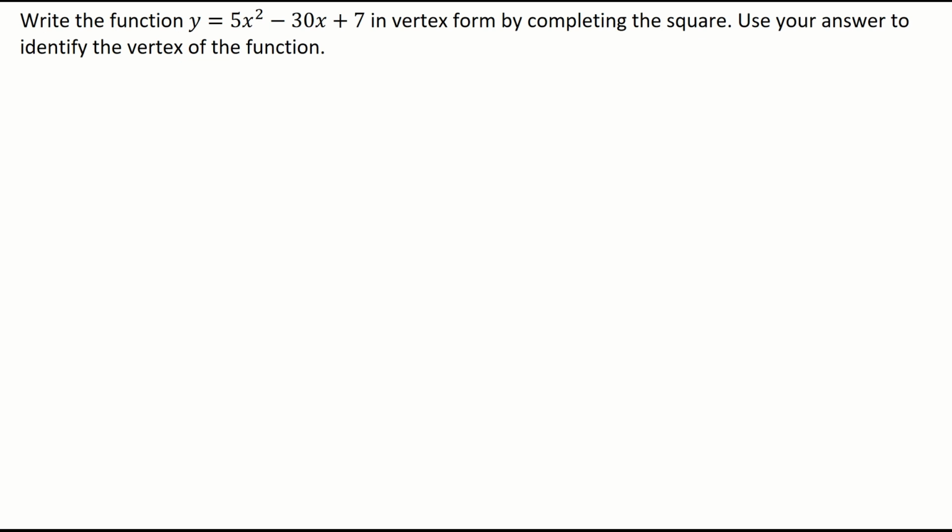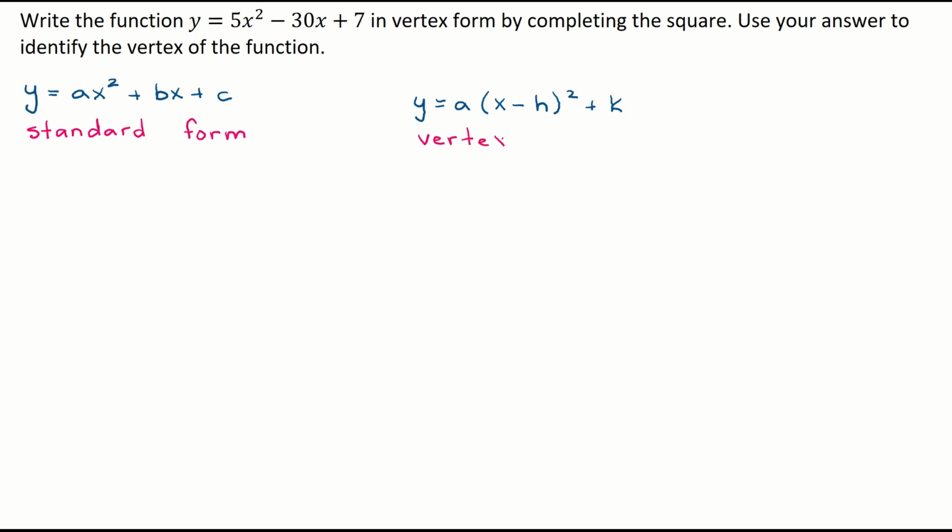Before we get into this question, just as a quick review, remember standard form can be written as y is equal to ax squared plus bx plus c. This is the form that they gave you in the question, and this is standard form. What they're asking you for is vertex form, which can be written as y is equal to a(x minus h) squared plus k. So this is your vertex form.